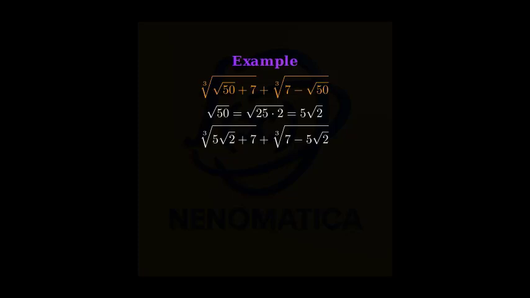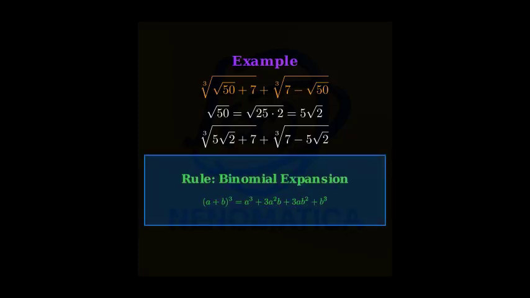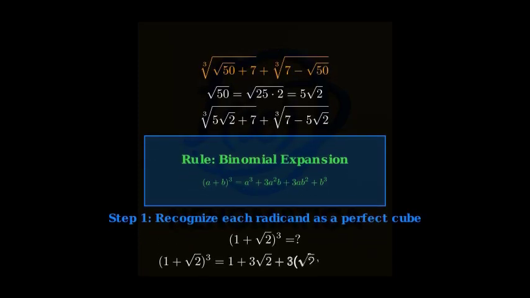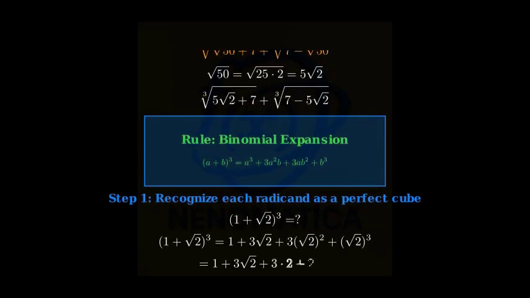Now, for step 1, we need to recognize that each of our radicands, that is, the expressions inside our cube roots, can be written as perfect cubes. Let's start by computing what 1 plus square root of 2, cubed, equals. Using the binomial expansion, we get 1 plus 3 times square root of 2 plus 3 times square root of 2 squared plus square root of 2 cubed. Simplifying, we get 1 plus 3 square root of 2 plus 3 times 2 plus 2 square root of 2. This further simplifies to 7 plus 5 square root of 2.